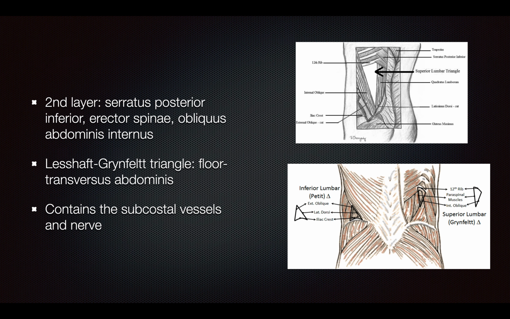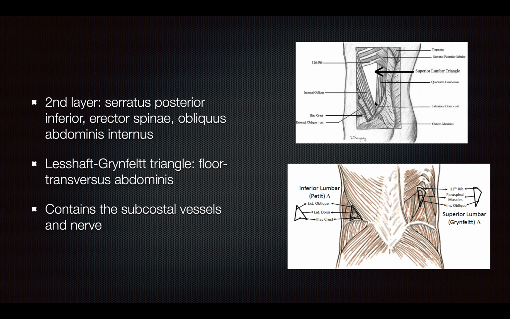Okay, so the second layer in is going to be composed of the intermediate back muscles, so the serratus posterior inferior, the erector spinae, and obliquus abdominis internus, and then those form the Grynfeltt triangle, also known as the superior lumbar triangle, and it is bounded posteriorly by the quadratus lumborum, superiorly by the 12th rib, and then anteriorly is the internal oblique. And then the roof of the triangle is going to be the external oblique.